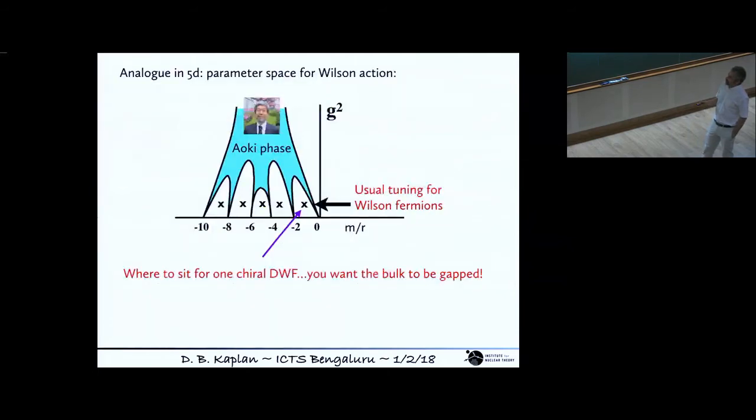So when you actually look at a phase diagram and you plot m over r versus the gauge coupling squared, here's the plot for Wilson fermions.